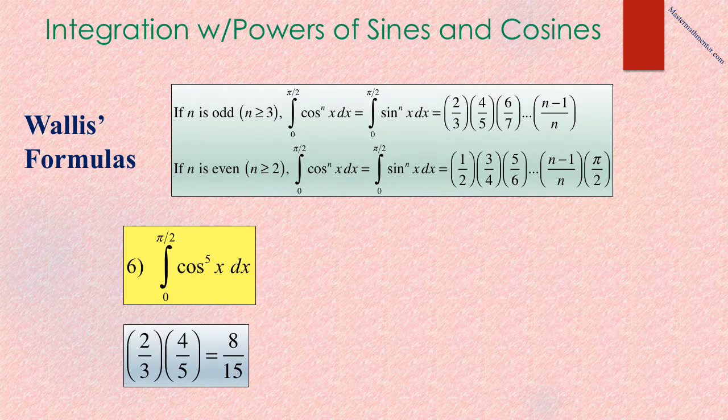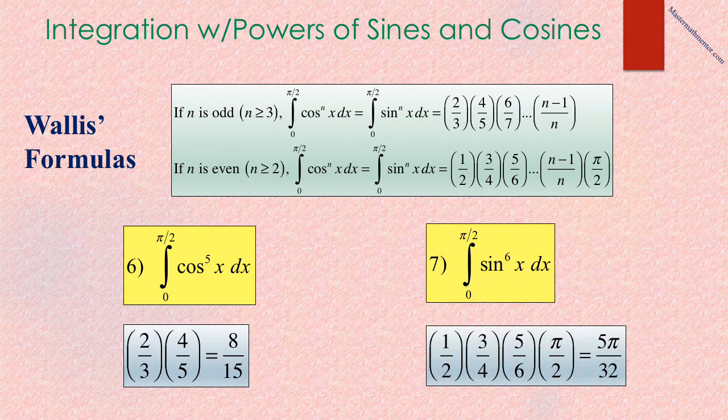So the integral from 0 to pi over 2 of cosine to the fifth of x dx by Wallis's formula will simply be 2/3 times 4/5, and the answer is 8/15. You can verify that on your calculator. The integral from 0 to pi over 2 of sine to the sixth of x dx by Wallis's formula is 1/2 times 3/4 times 5/6 times pi over 2. This gives 5 pi over 32, and again you can verify that on your calculator.